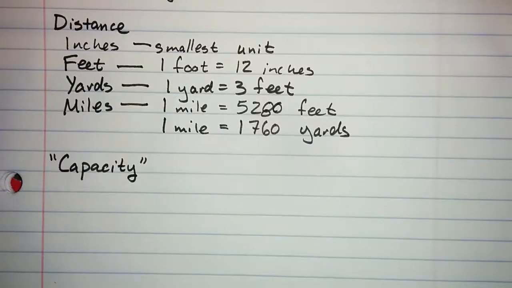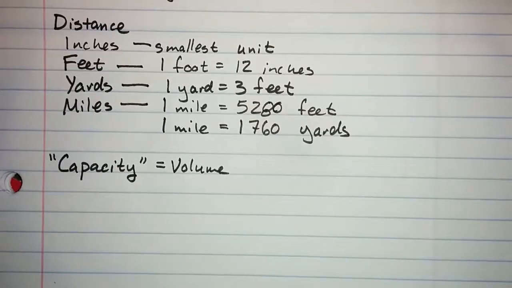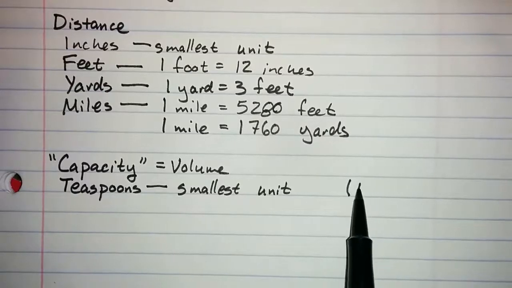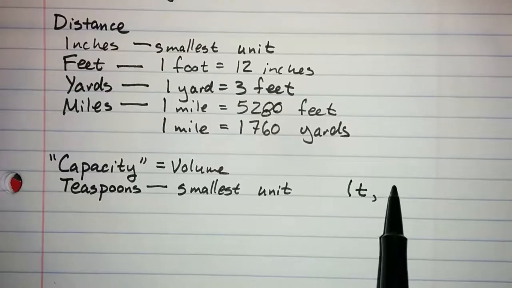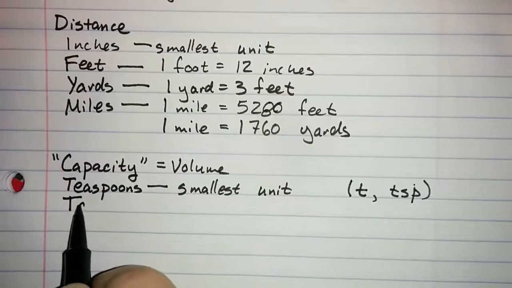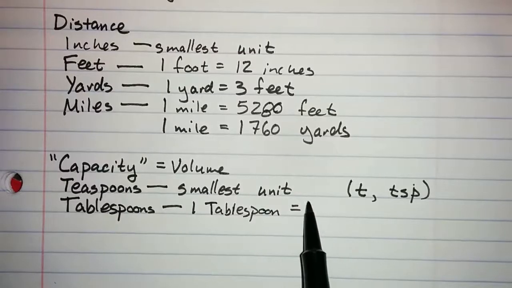For capacity, which we usually think of as just volume, that is, amount of something, often amount of a liquid or something that flows like flour. The smallest unit that we commonly use is teaspoons. And because this is the only really confusing abbreviation I'm going to mention, we abbreviate teaspoons little t, or little tsp. The next larger unit is tablespoons, with 1 tablespoon equal to 3 teaspoons.